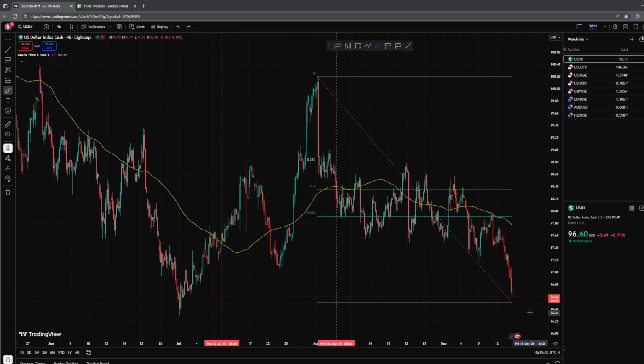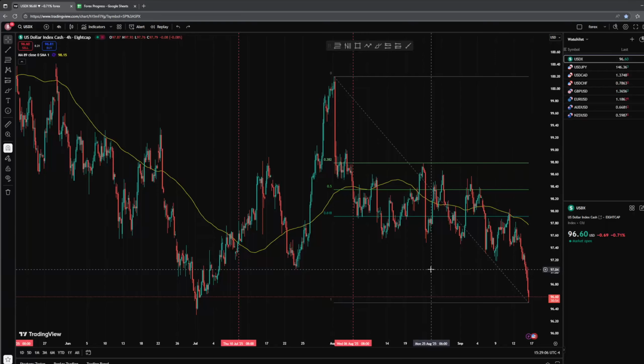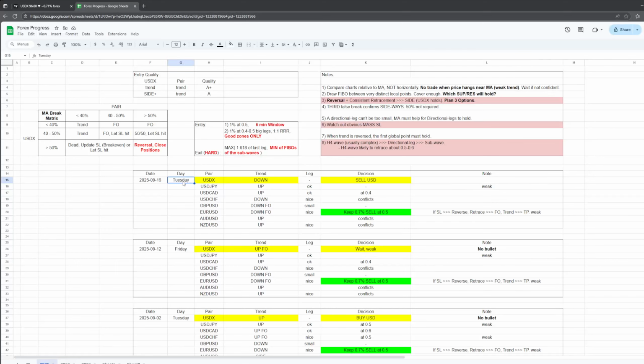So what does it mean overall, guys? In the USD index chart, we have a downtrend. In other words, USD is getting weak against other forex pairs. That means we're going to look for opportunities to sell USD. So let's write it down. Today is Tuesday, September 16, 2025. USD index trend is clearly down, and our decision is to look for opportunities to sell USD.